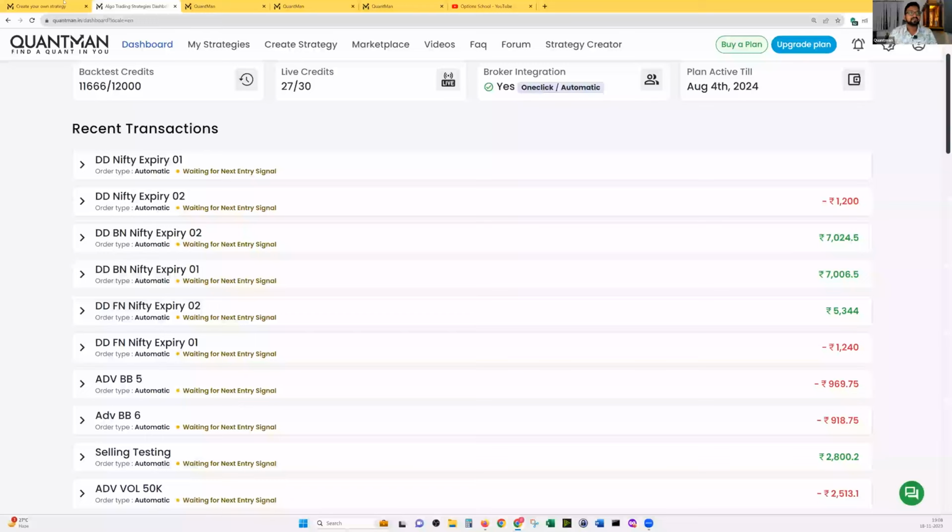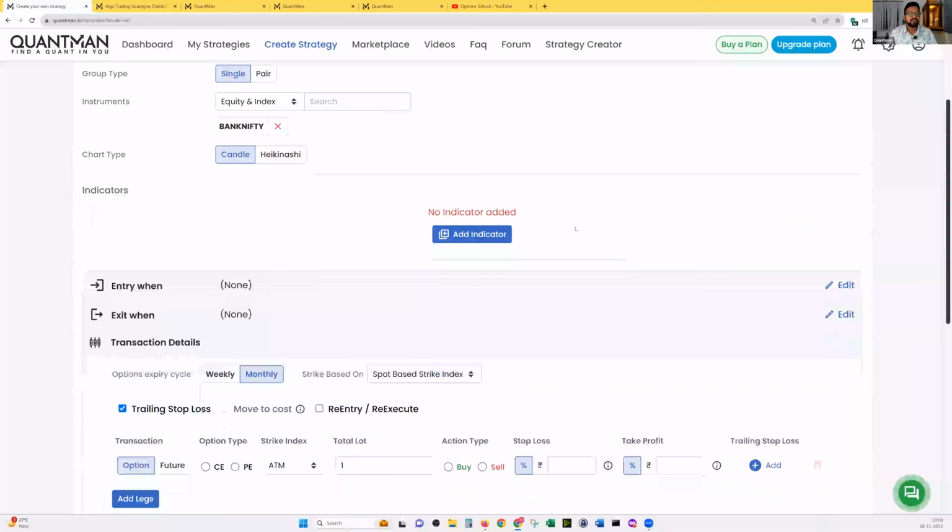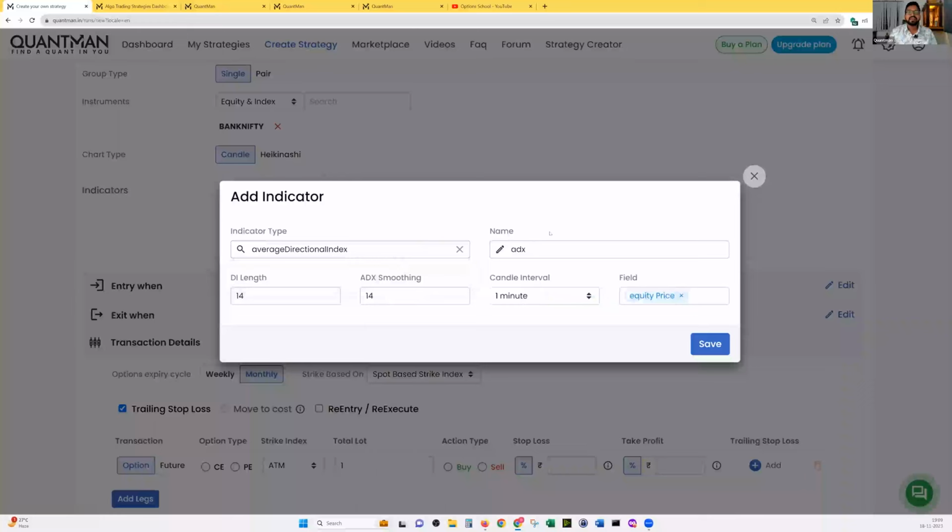I just selected Bank Nifty over here, and the same can be used for Nifty as well as Fin Nifty. So what are the two indicators I'm going to use? The one is the ADX. ADX is an overlay indicator or underlay indicator? Come on, guys, type answers in chat box.